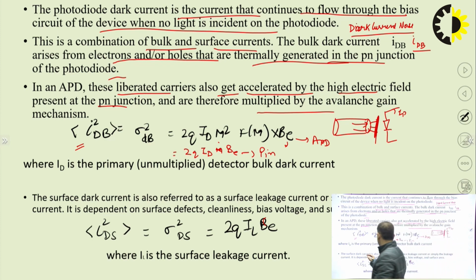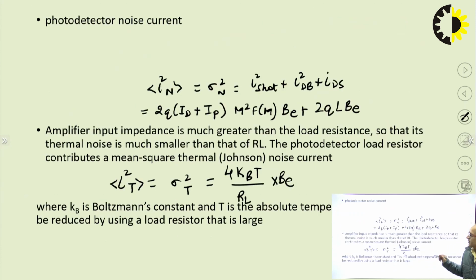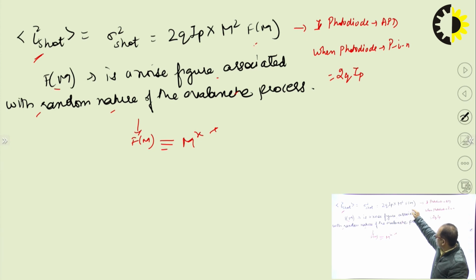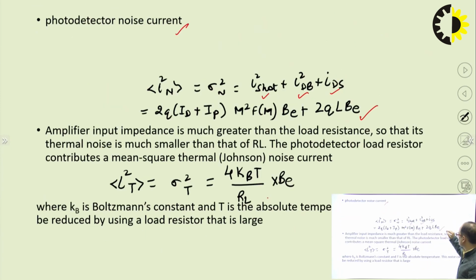So the next one is the surface dark current, also referred to as the surface leakage current, which is independent of the surface defect, that is equal to 2 into q into IL into B. Clear? So the overall noise in the photodetector is the sum of what? Sum of shot noise, dark current noise and the surface dark current. If I add these three equations, the first, second and third equations, then you will get this one.